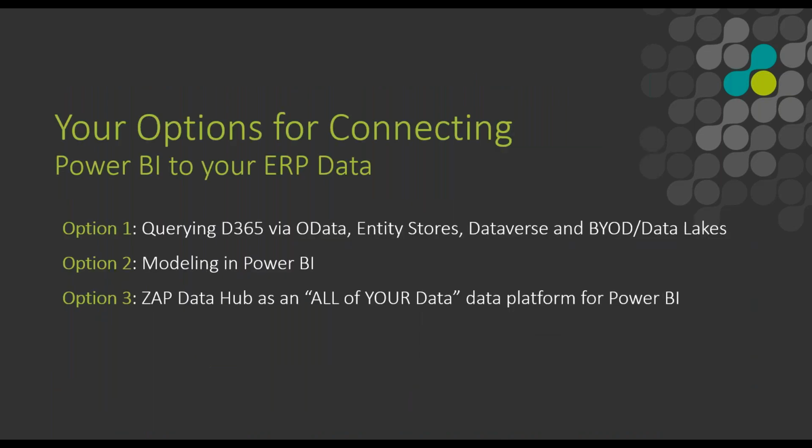And so what we've done is we've explored a few different options, and I apologize for D365 being featured prominently here. It's actually supposed to be multiple ERPs, but we'll talk to the options around querying multiple ERPs, a lot of the common patterns that we see. We'll explore what it means to do the modeling within Power BI, and then we'll talk to you a little bit about what Zap Data Hub does in support of the data platform for Power BI, starting with your ERP.